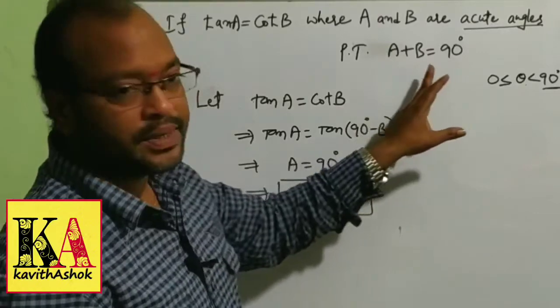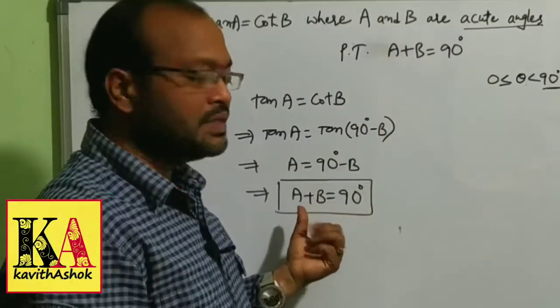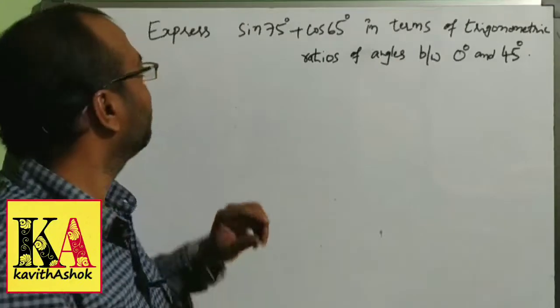What do we have to prove here? A plus B is equal to 90 degrees. So this is very important for a 2 marks question.